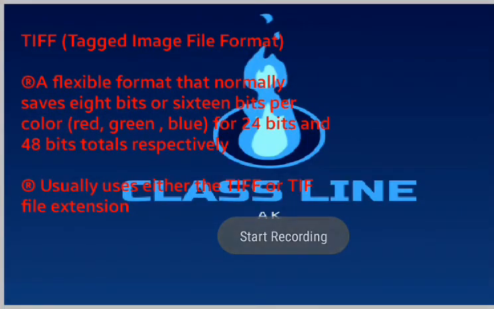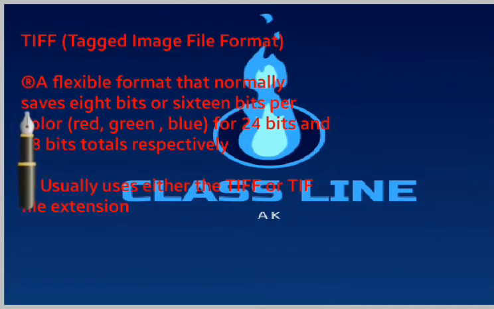Have you heard about TIFF? Okay, no, no, no. It is not a tag used in YouTube videos. So what is it? Let's learn it. TIFF, tagged image file format. TIFF stands for tagged image file format, a flexible format that normally saves 8 bits or 16 bits per color, red, green, blue, RGB color, for 24 bits and 48 bits totally respectively. It usually uses either the TIFF or TIF file extension.